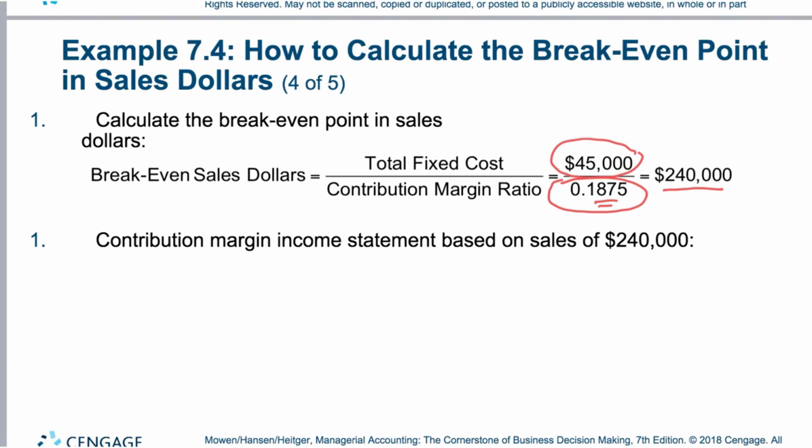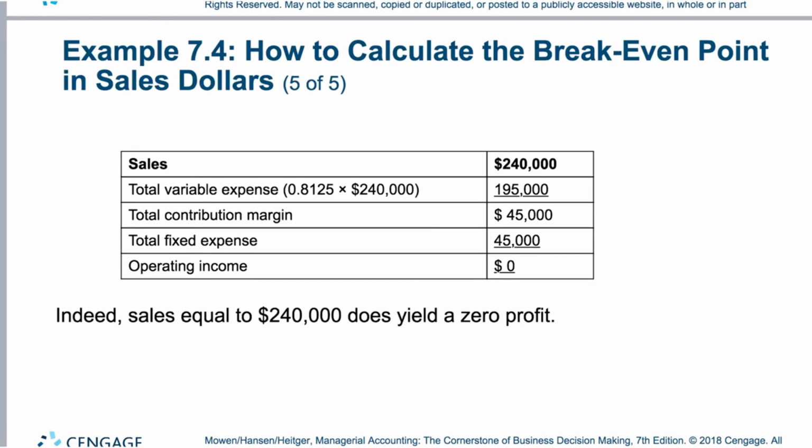And so then our last little task we need to do here is to prepare, once again, a contribution margin income statement based on that sales level, which, as expected, gives us an operating income of 0. Here's our sales minus our total variable expenses. We derive variable expenses by multiplying the variable cost ratio by the sales. That gives us a $45,000 contribution margin, which is netted out by the fixed expense to give us a 0 profit. So that's how you do all these various different calculations for break even.